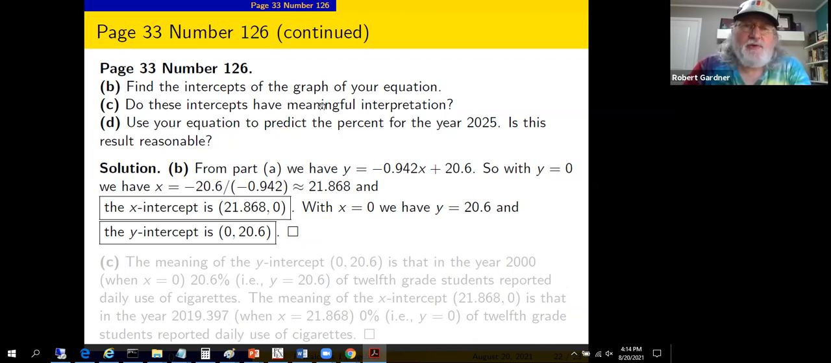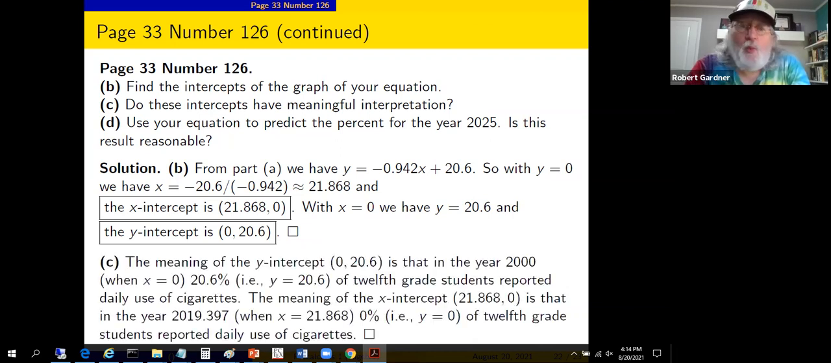Part C, do these intercepts have meaningful interpretation? They do. The meaning of the y-intercept, (0, 20.6), is that when x equals 0, that is in the year 2000, y equals 20.6%, that is 20.6% of 12th grade students reported daily use of cigarettes.